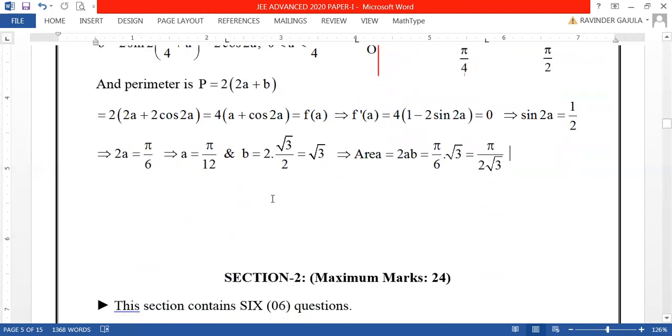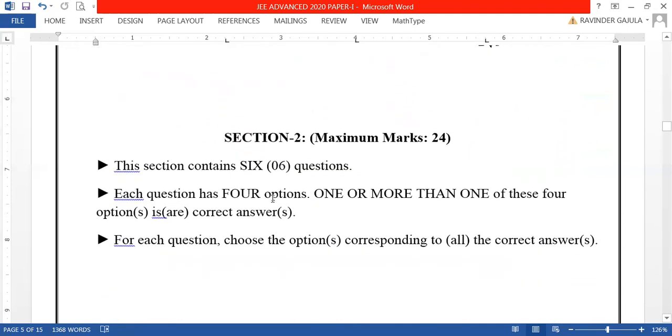Now let us go for section 2. Let us go for section 2 in the next video.